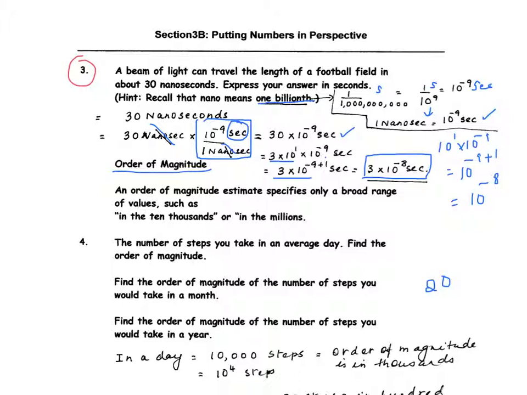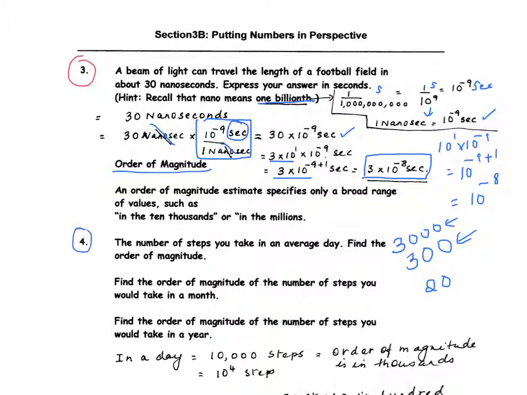What if it was 300 times a week? Then your answer is in hundreds. If something is done 3,000 times a week, then your order of magnitude is in the thousands. So sometimes, just to get an idea of how large a number is, we just say it is in the tens, or it's in the hundreds, or it's in the thousands, or it's in the millions. So that is what order of magnitude means.